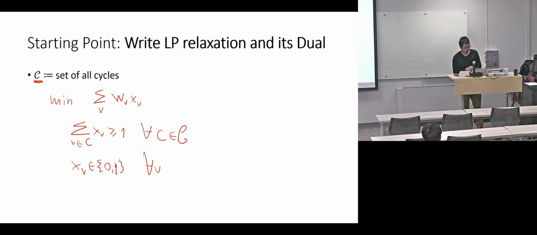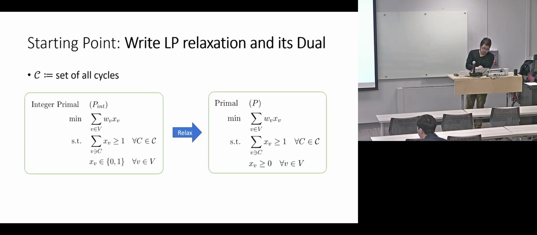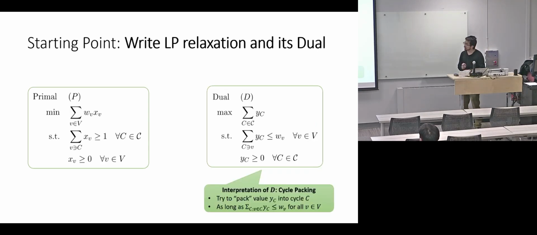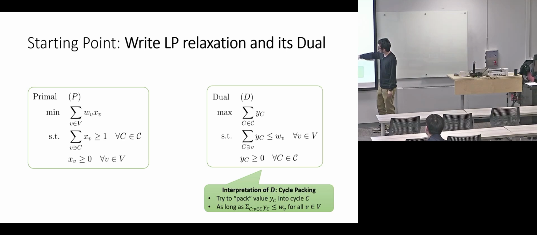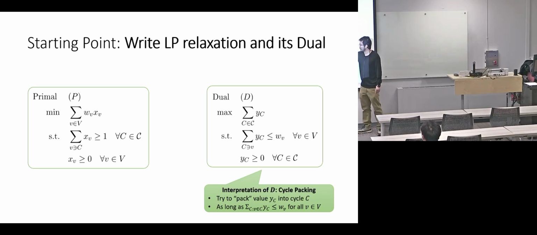Okay, we have the IP, relax it to an LP, and write the dual of that LP. So let's do that. You have this IP, relax it here, and then I write the dual. The dual looks like this. Let's interpret this again. It's like a cycle packing. You have a variable y_c for each cycle. You want to pack as many cycles as you can, but you have the constraint.